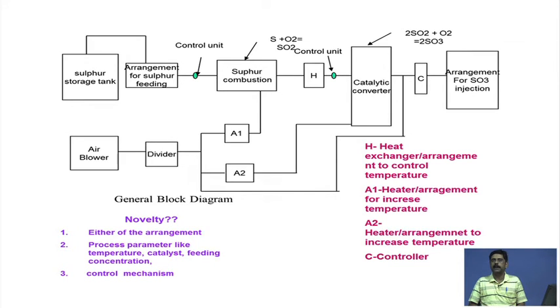So, each component can qualify as an invention: a sulfur storage tank, a process for the arrangement of feeding, a control unit, the sulfur combustion process, the catalytic converter, how the feed injection can be done, the different heat exchangers, how you design them, and how the air blow can happen. So, you see that in a simple block diagram, I am explaining how you can generate 100 inventions in the form of a product or process. I will explain that further when I discuss the invention.